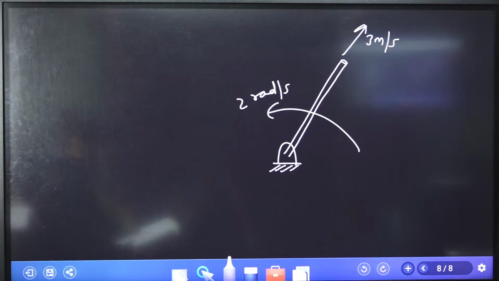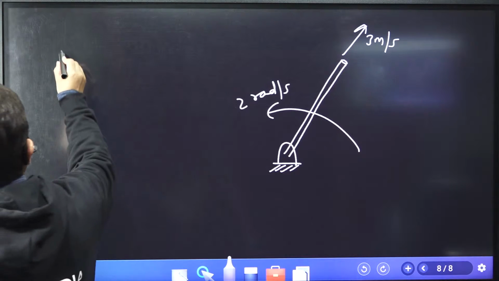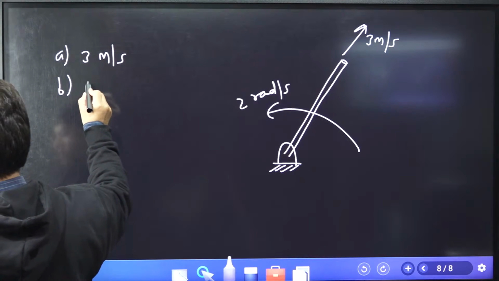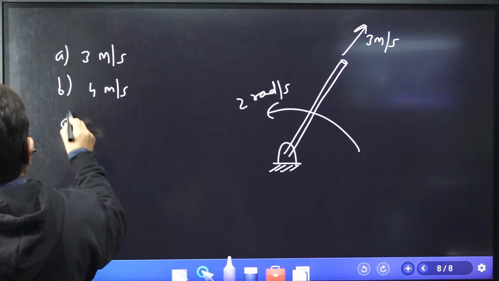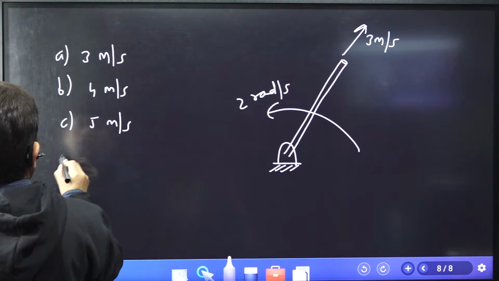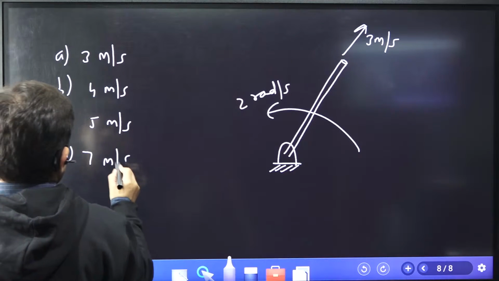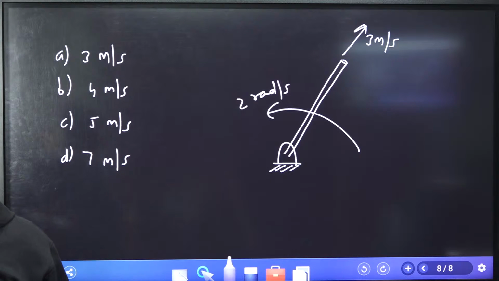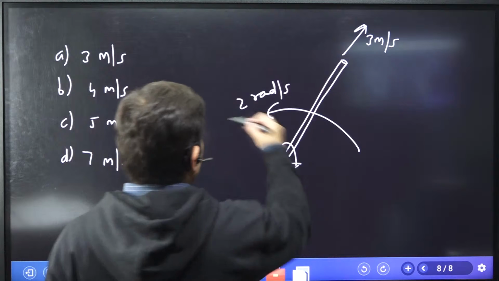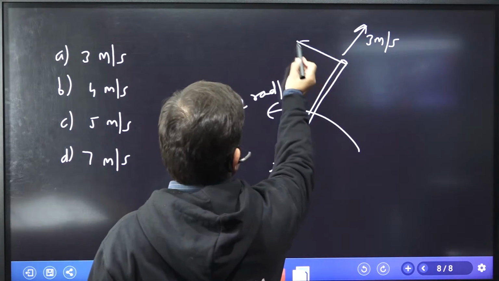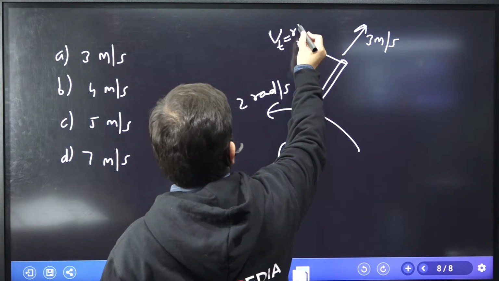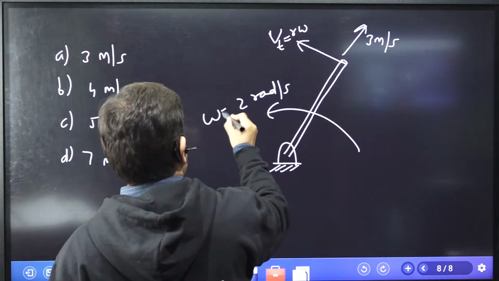Magnitude of absolute velocity of shell. What will be the absolute velocity of the shell? The choices given here are 3 meter per second, 4 meter per second, 5 meter per second, and 7 meter per second. So we have 4 choices. How to calculate it? Okay, now it is having 2 radian per second, and this peripheral or tangential velocity will be r omega. This is the omega given to us.